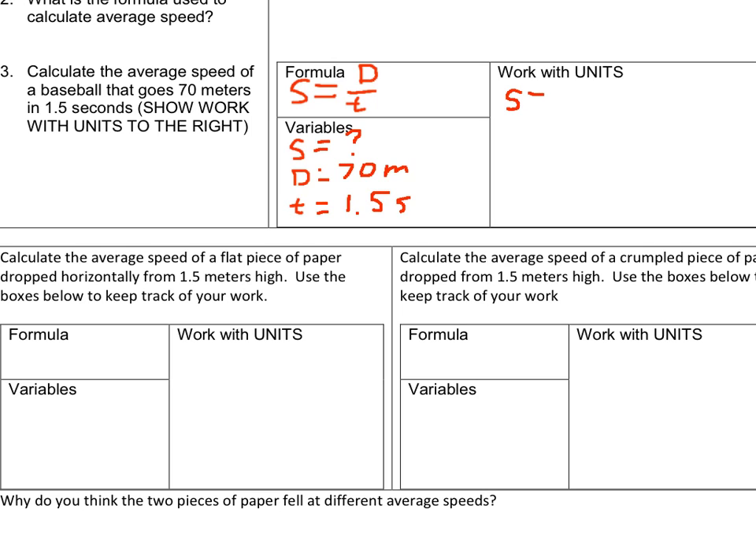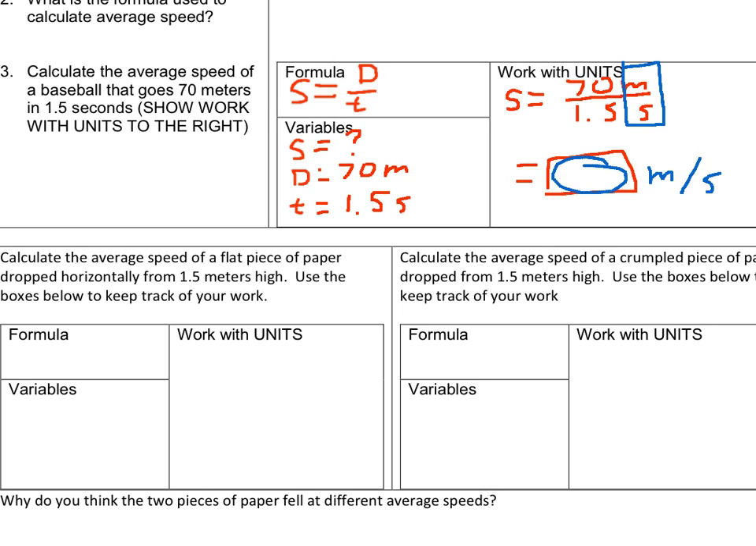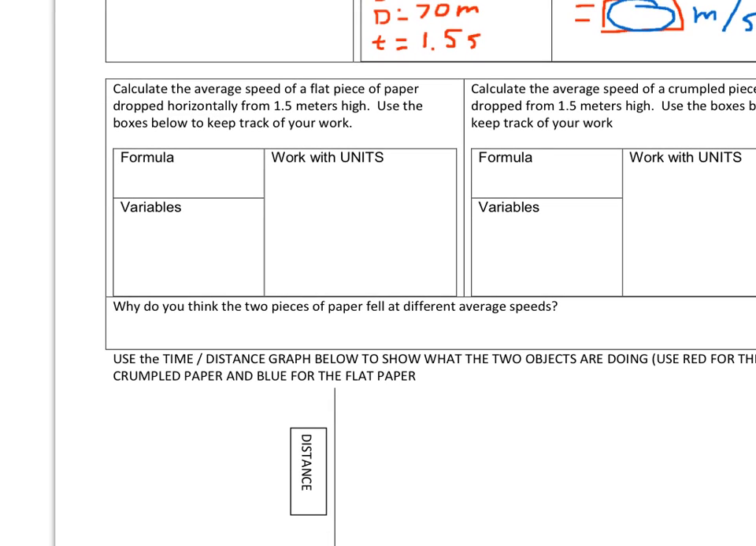So you go, speed is equal to 70 meters divided by 1.5 seconds. And then you just take 70 divided by 1.5, and whatever answer you get in your calculator, you write that in here. And of course your answer needs units. So your units are right here, meters per second, or meters divided by seconds. So you divide those on your calculator, put your answer right here with units of meters per second. And then you're going to apply that to a real thing.